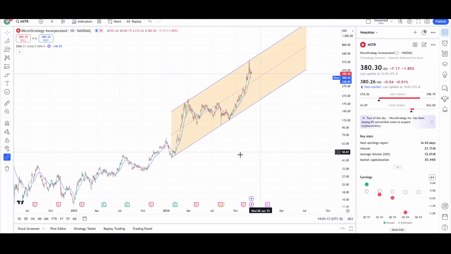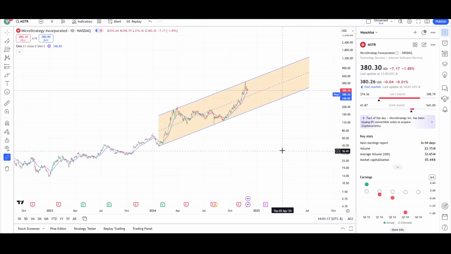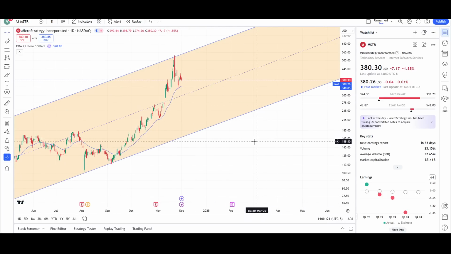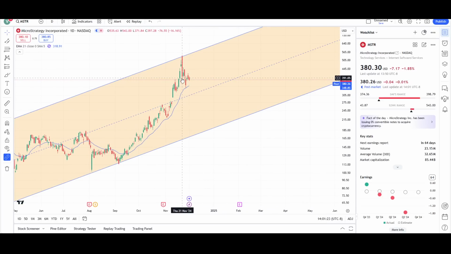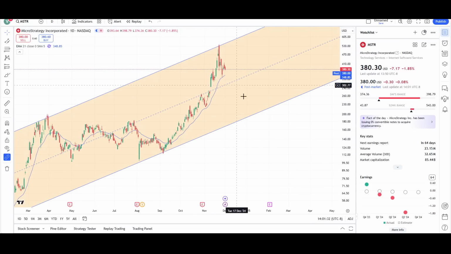We have a very steep, or not a very steep uptrend, but we definitely have a steep uptrend in play, and price just hit the top side of the channel. So the expectation is a correction. That's what we've been getting for the past week or more than a week already in MicroStrategy. So it looks like price is correcting lower. We just hit the top of the channel. We can work our way to the bottom.